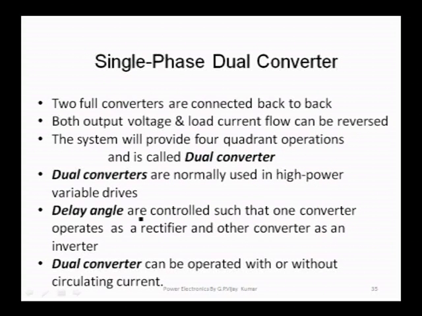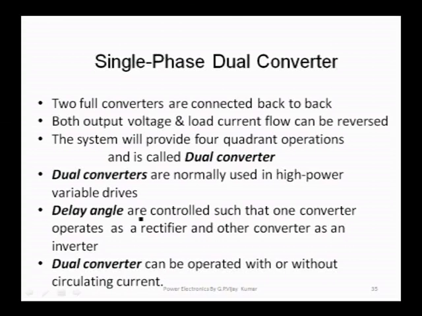So, let us see the important points. Let us summarize the single phase dual converter. Here the two full converters are connected back to back, both output voltage and load current flow can be reversed. The system will provide a 4 quadrant operation and it is called a dual converter. The dual converters are normally used in high power variable drives. The delay angles are controlled such that one converter operates as a rectifier and the other converter as an inverter.